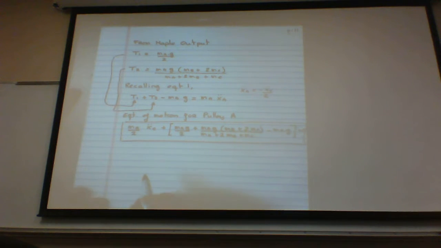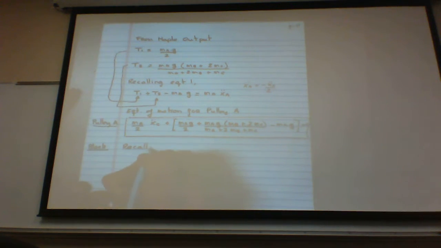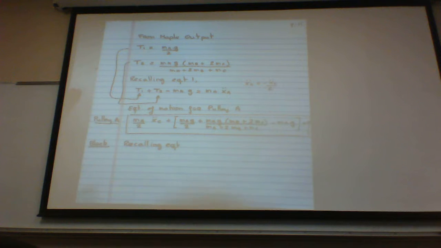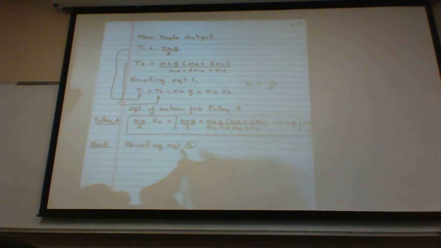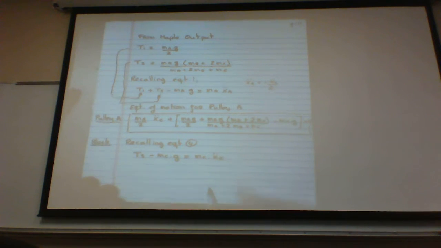Okay, so now let's do the same thing for the equation of the block. Now for the block, we need to recall equation 4, which is T3 minus M_C times g equal to M_C X double dot C.